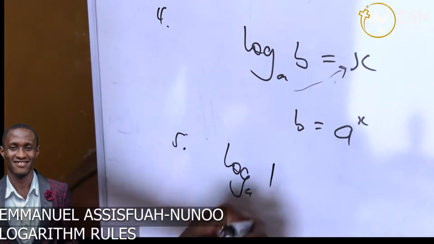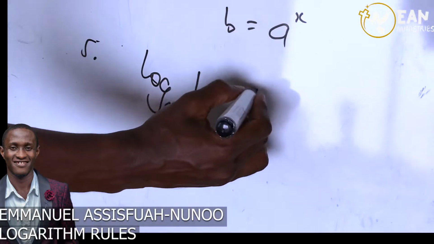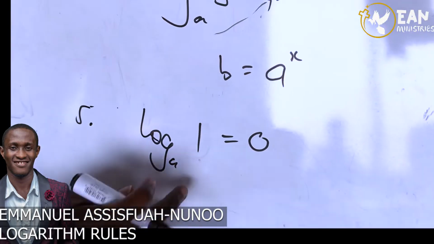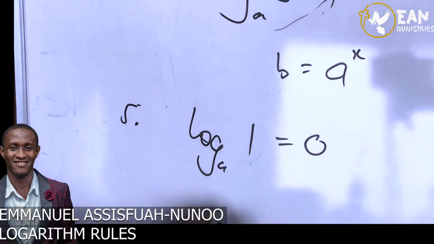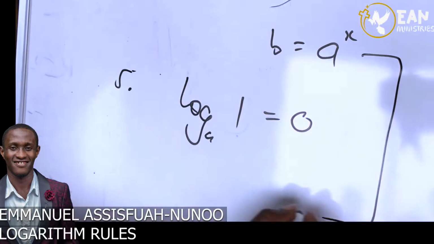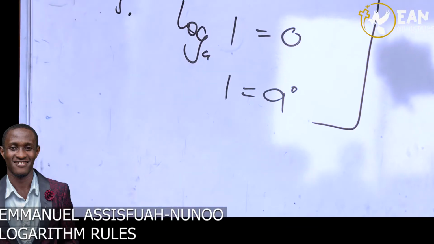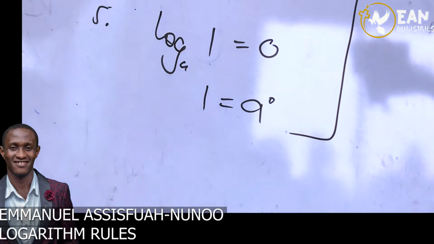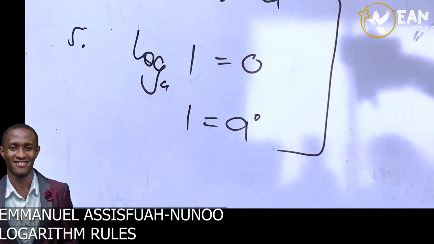Log a of 1. What should the answer be? Log 1 is always equal to 0. So let's try: log of 1 to any base will be 0. Why? Because from this, a exponent 0 will always be 1. So log 1 to any base will give you 0.